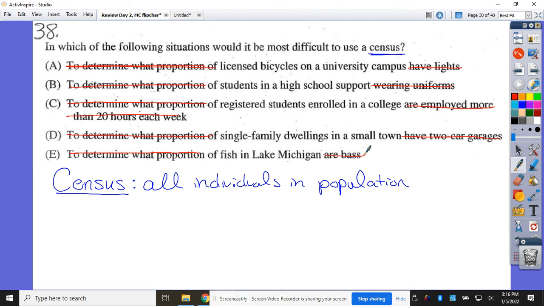So would it be reasonable to obtain all licensed bicycles on a university campus? Why, or would it be easy or difficult? If they're licensed, we've got them written down somewhere, right?